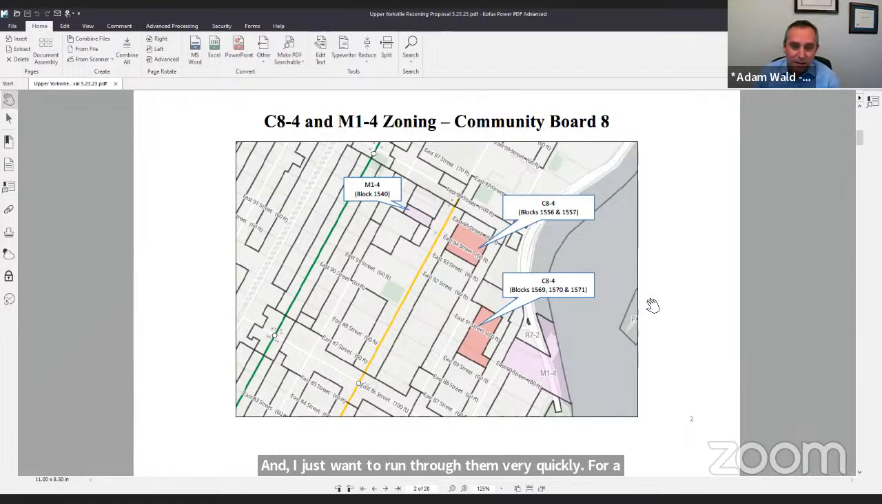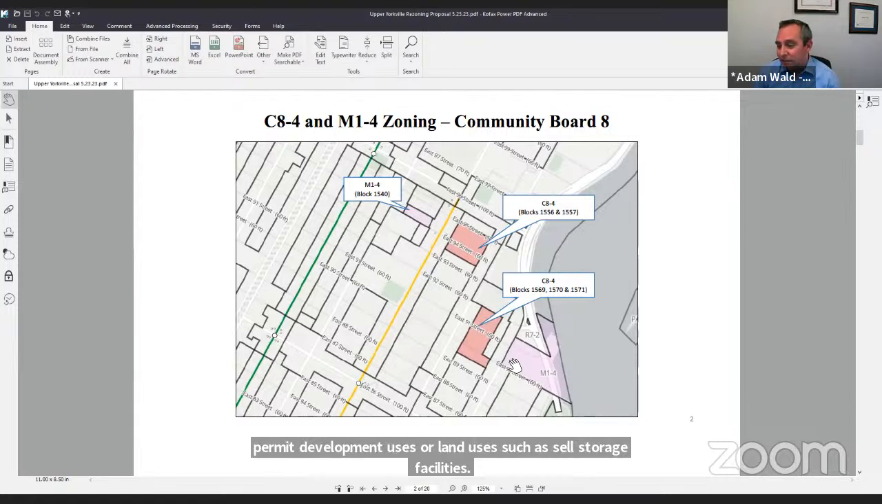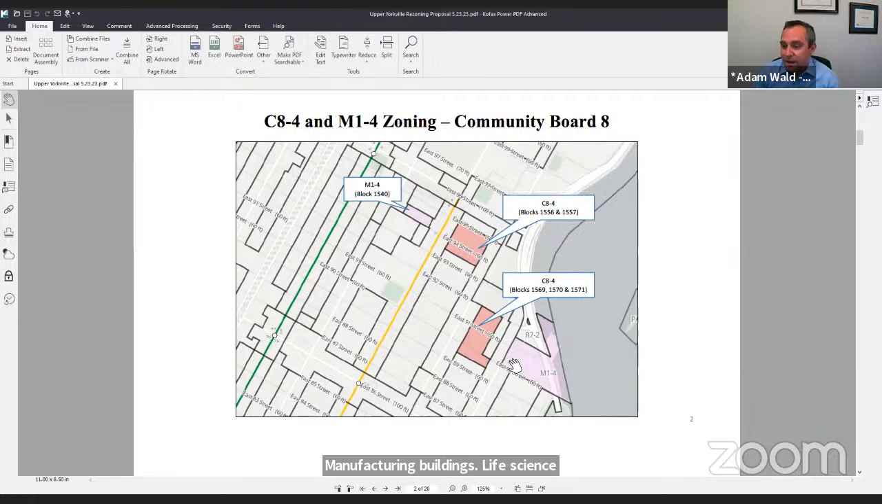For a little background, there are three portions of the upper portion of the Upper East Side that are zoned C8-4 and M1-4. And these zoning districts are more commercial and light manufacturing districts that permit land uses such as self-storage facilities, manufacturing buildings, life science buildings, office buildings. And these are areas in which we think could be rezoned for uses that would further benefit the neighborhood, primarily for residential, so that we could develop more rental housing and specifically affordable rental housing in the neighborhood.